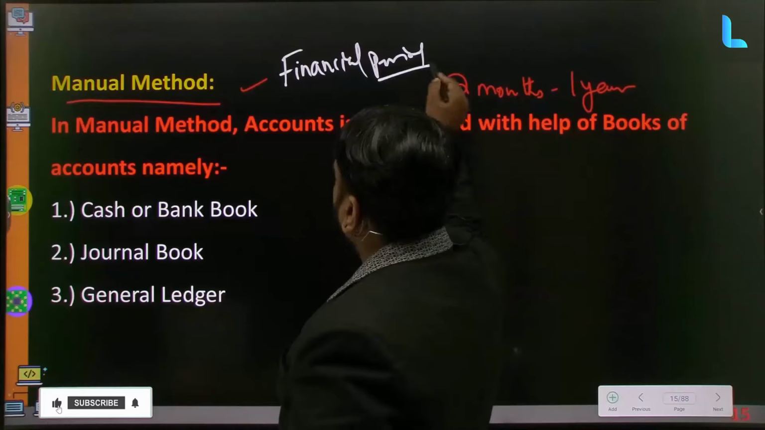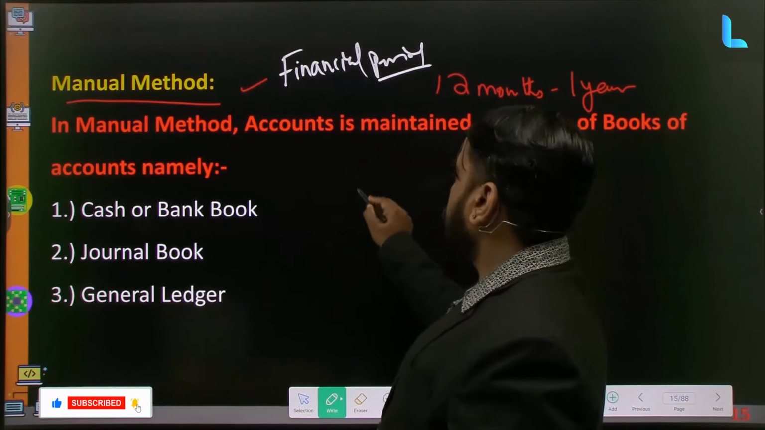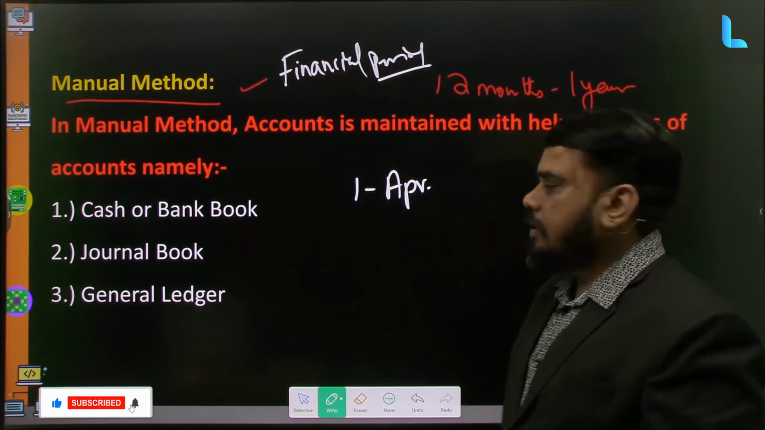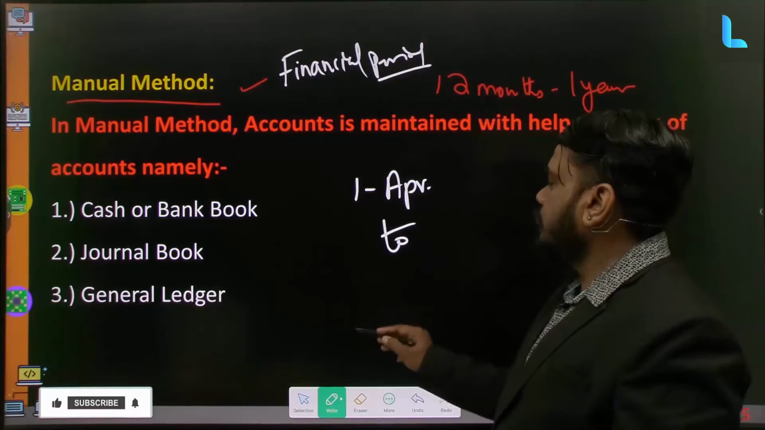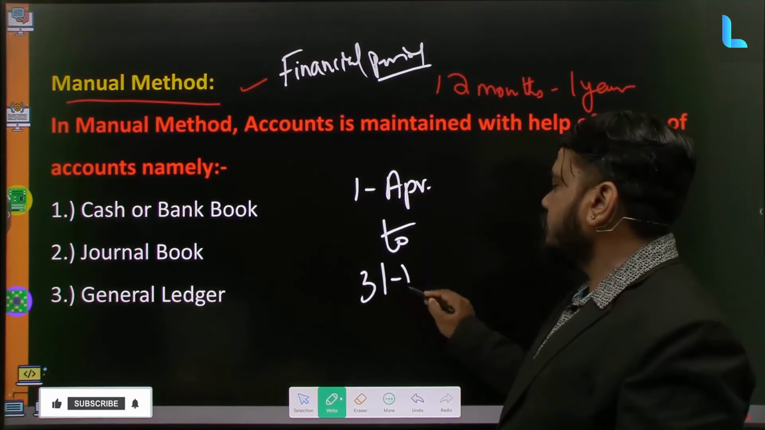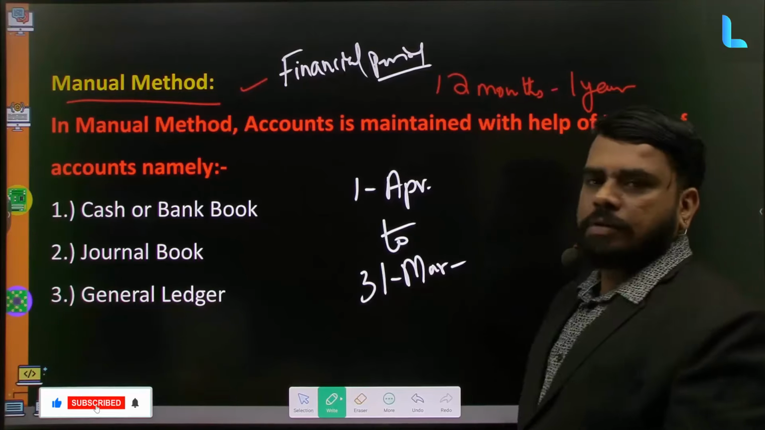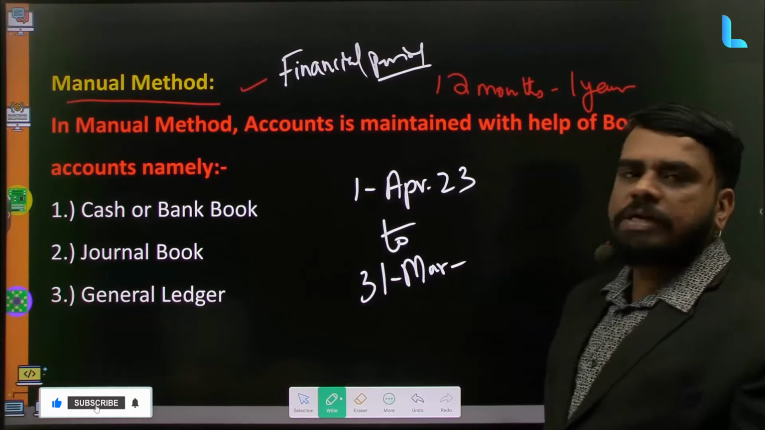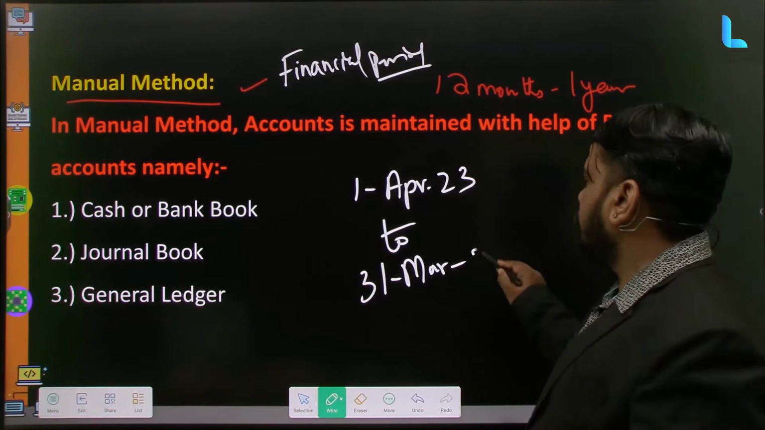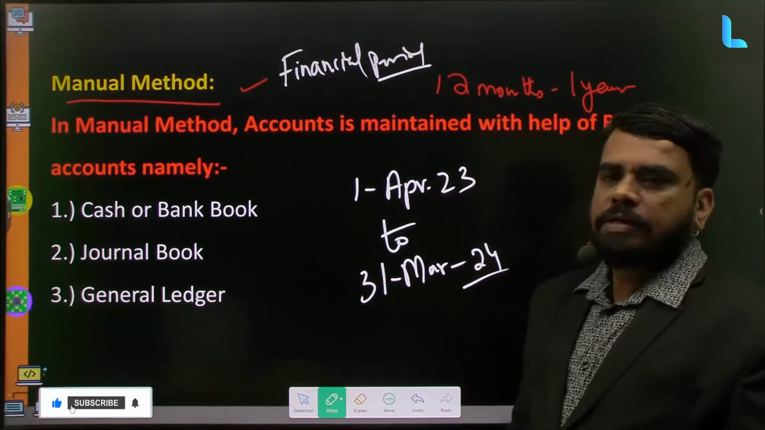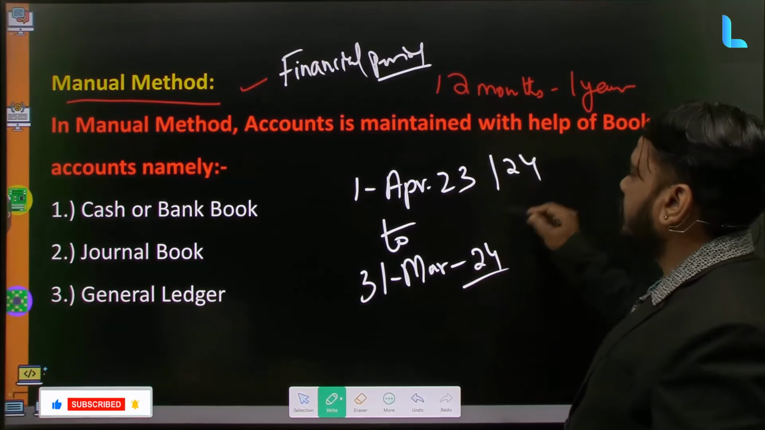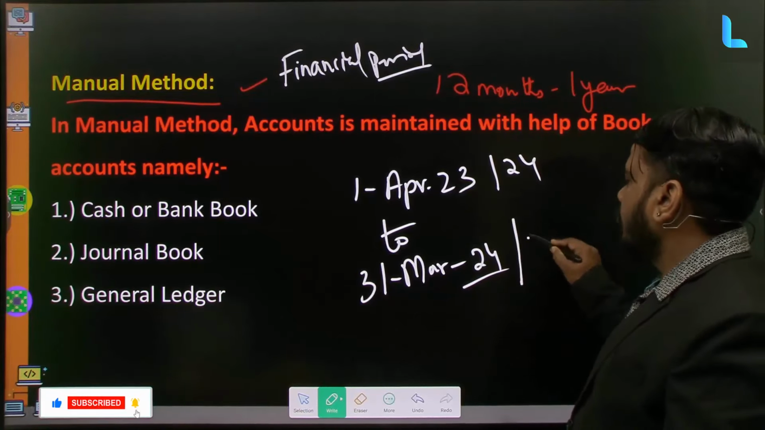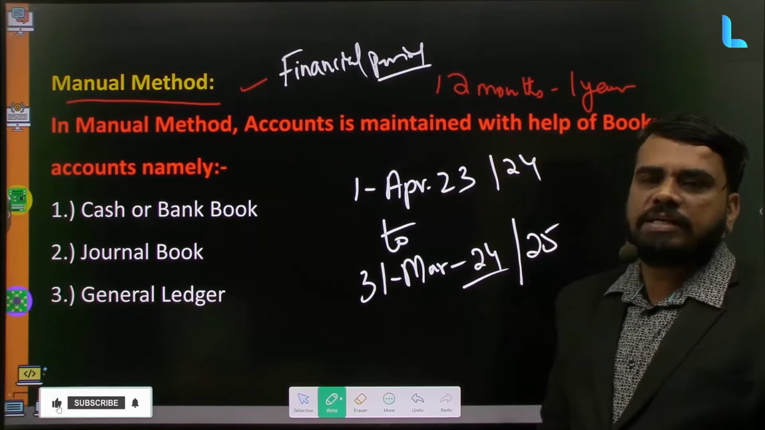So when is the financial period? It starts on 1st April of a year and it ends on 31st March of the next year. For example, suppose we are in 2023. This would end when? 31st March 2024. This is the financial period. Suppose the year is 2024, then 1st April 2024 it will start and it will end by 31st March 2025. This is the financial year.